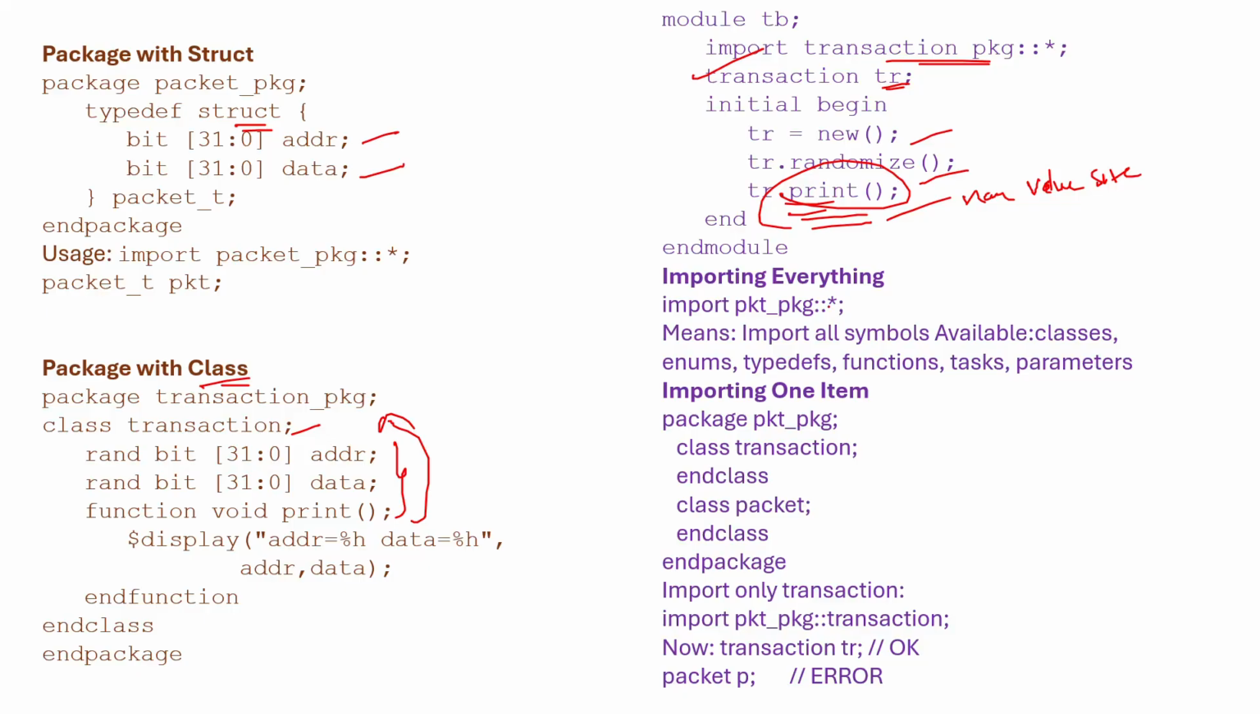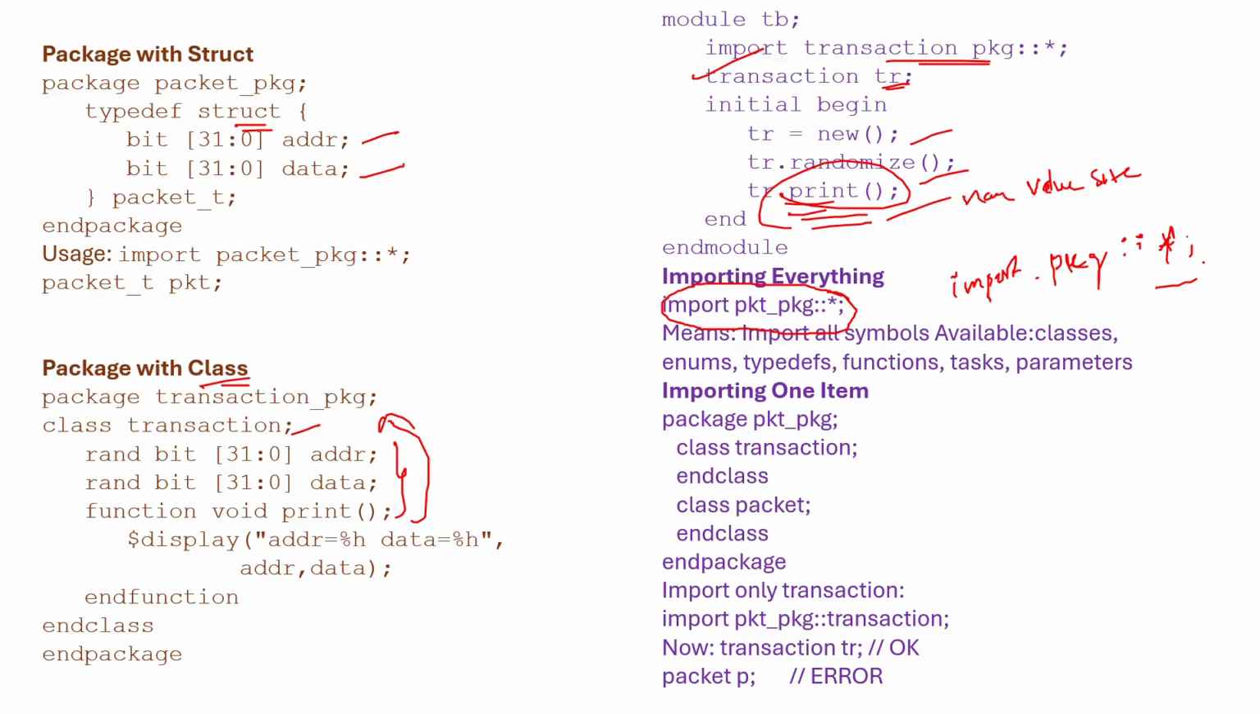Okay, so import everything. You are importing like this: import package, some package, CPKG, scope resolution, star. Star means it imports all the data types. All the things you are writing in your package will be imported, all symbols available in your classes, because you are writing in one place.